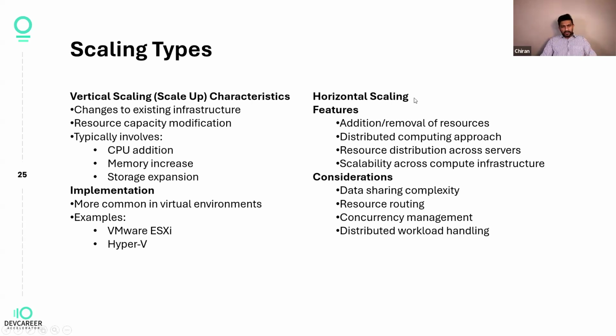But horizontal auto scaling is where you expand. There's a concept called commodity computers. That means your application should be able to run on a commodity computer. Your computer should have 4 gigs of memory, like 8 gigs of memory, four cores of CPU.